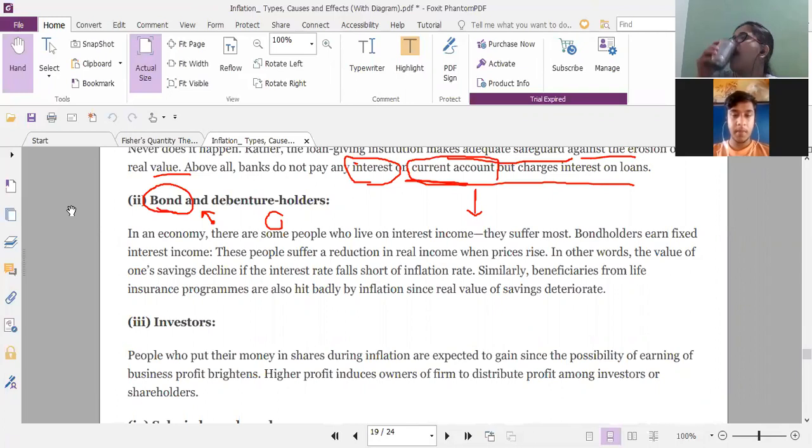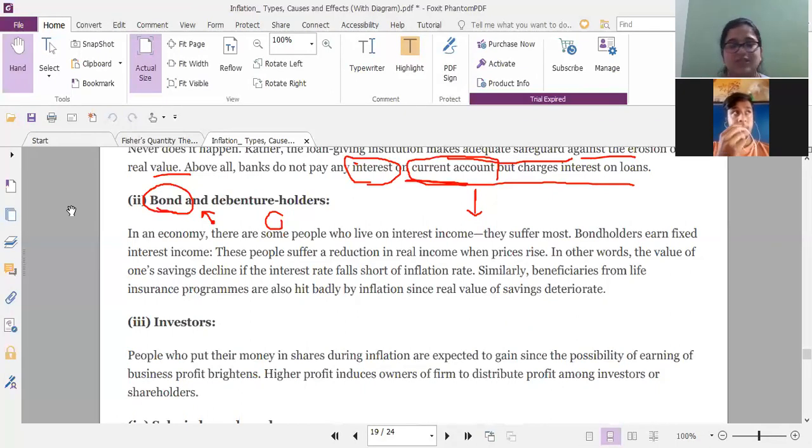Bond. Bond means bondholder. Yeah, bondholder. So a bond is basically a paper, like a promise given by the government, which makes the relationship connect.